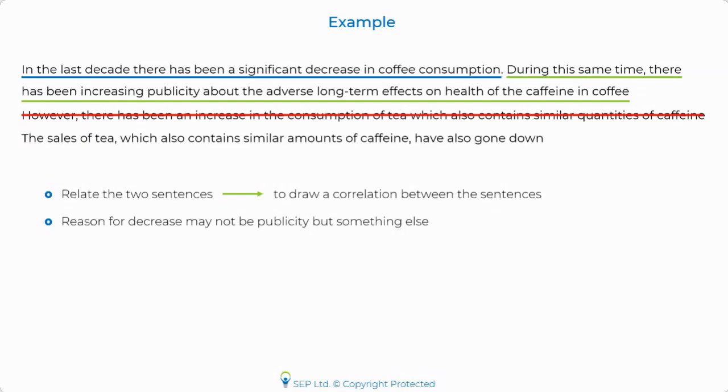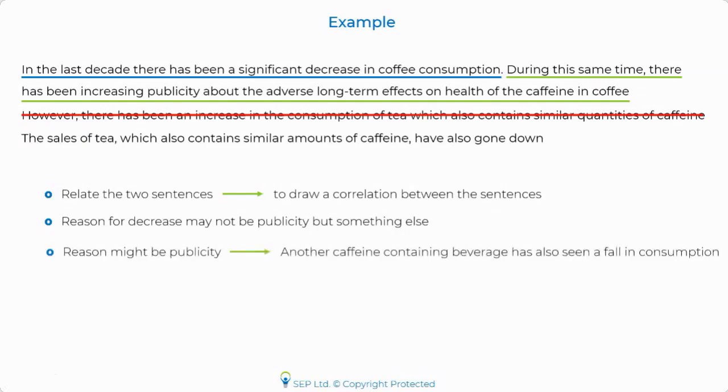Yes, Gaurav. So let me see further. So you guys have now understood it clearly. Okay. Further spreading, misleading, shift in language, says Vihar. Gaurav says reason for decrease may be publicity. Yes. The third statement, which is on the screen now, actually suggests that publicity probably was the reason behind the decrease in the consumption of coffee, because another caffeine containing beverage has also seen a fall in consumption.